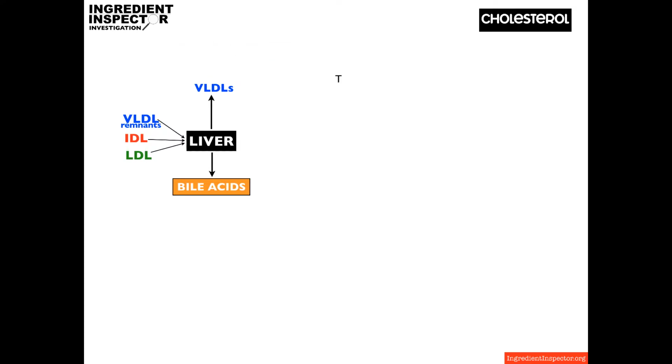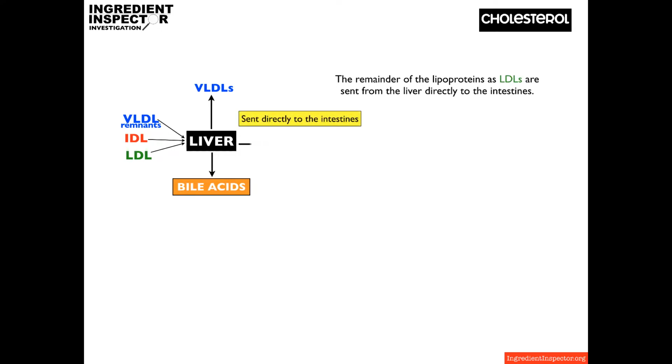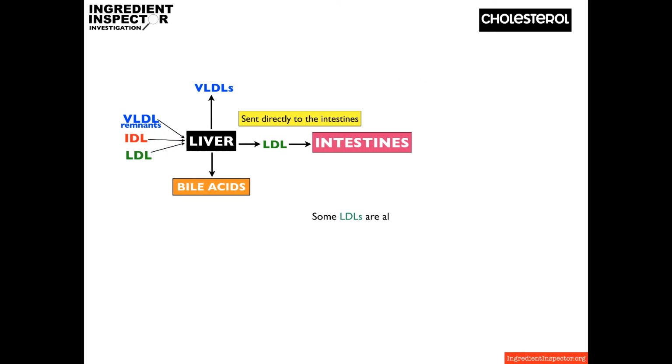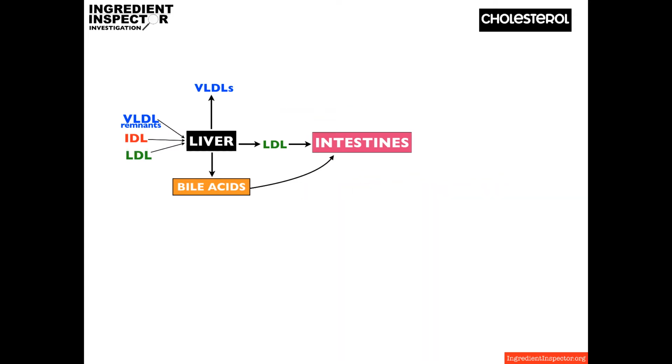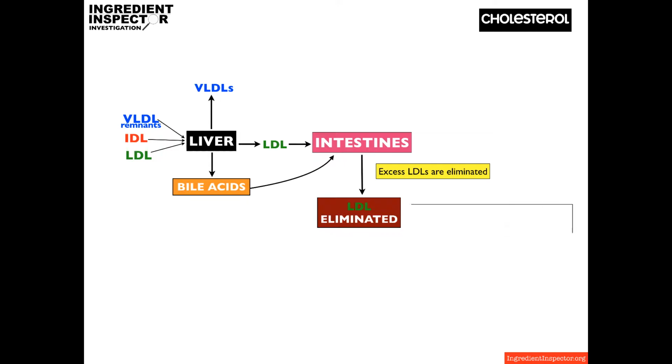The remainder of the lipoproteins, as LDLs, are sent from the liver directly to the intestines. Some LDLs are also sent to the intestines indirectly via the biliary route, through the bile. Only free cholesterol can be sent from the liver in this way. In the intestines, excess LDLs are eliminated. This is how the body balances the overall cholesterol levels, by getting rid of excess. Remaining LDLs enter into the bloodstream.